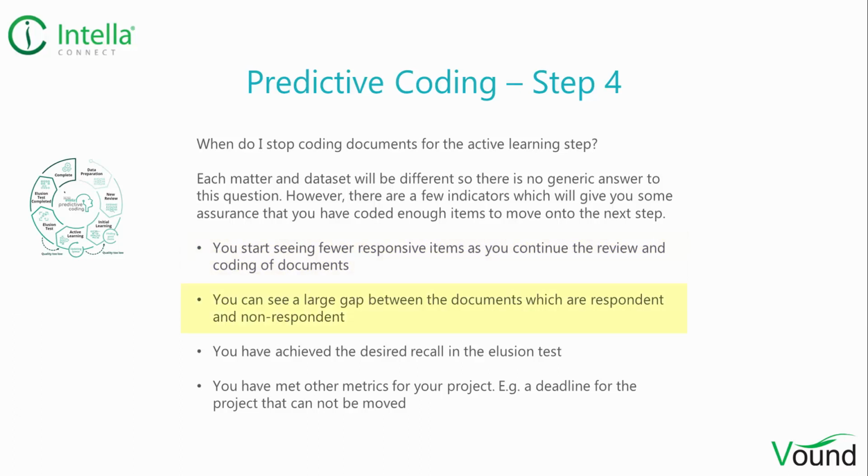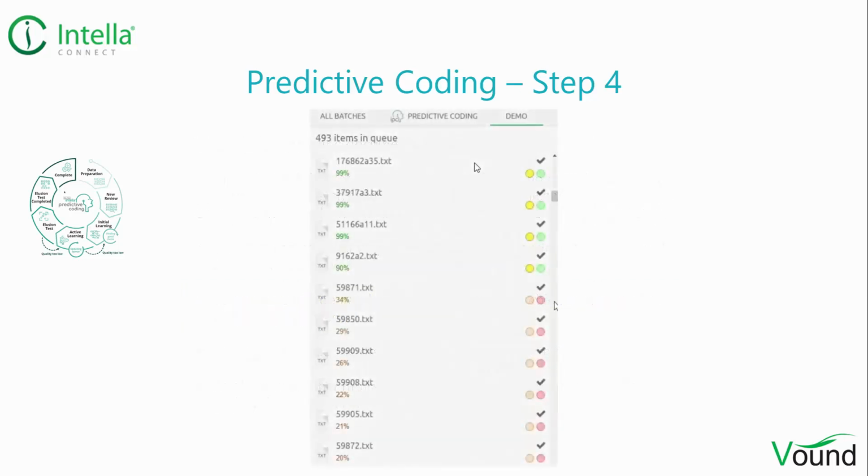A second indicator is that there will be a large gap between the items that are responsive and the items which are non-responsive. In this example, you can see that the lowest percentage score for the responsive items is 90%, whereas the highest percentage score for the non-responsive items is 34%.